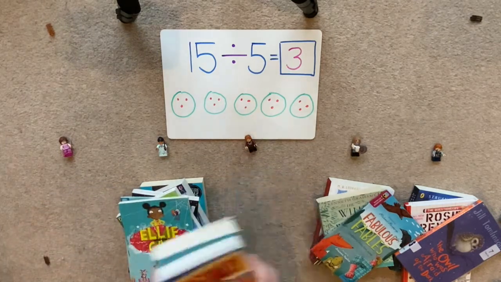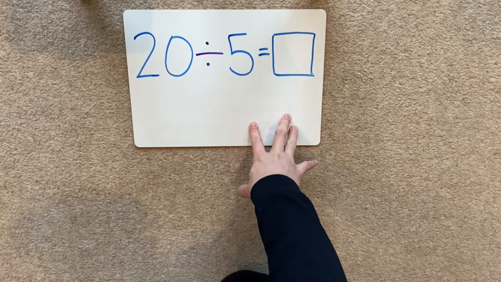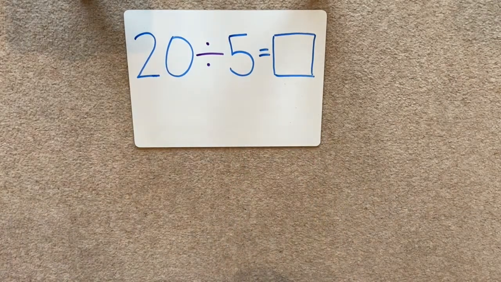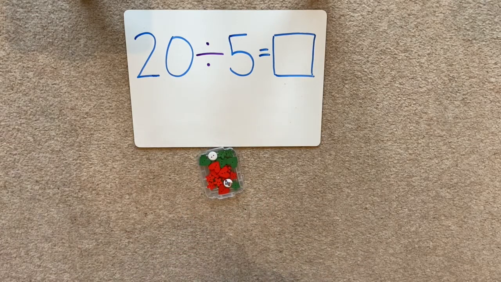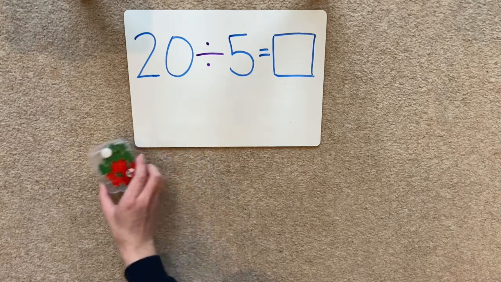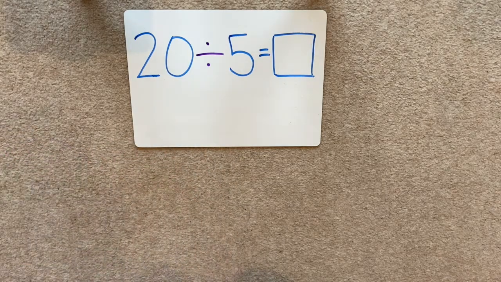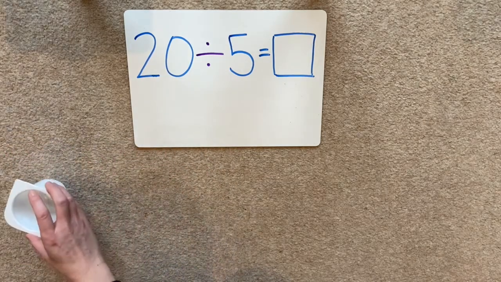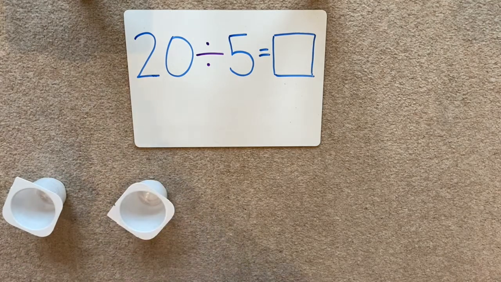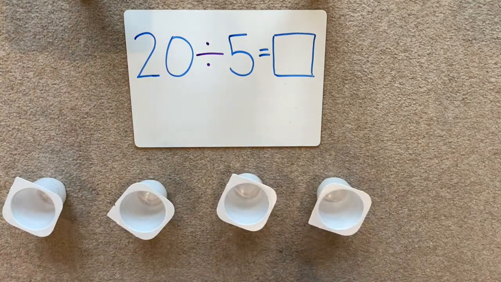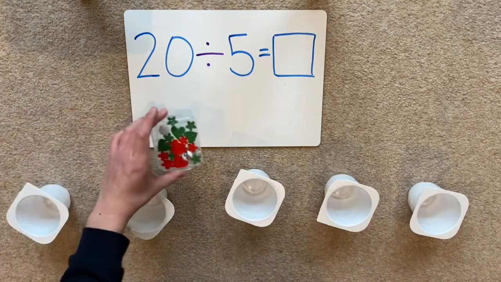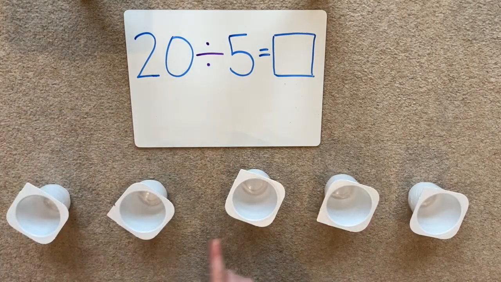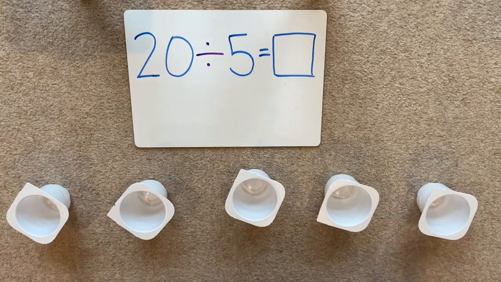Next question. 20 divided by 5 is the same as something. I'm going to bring out my trusty buttons that I've been using for a lot of lessons. These are going to represent some sweets, and we need to put the sweets into 5 pots. So we've got 20 altogether, shared between 5 groups.